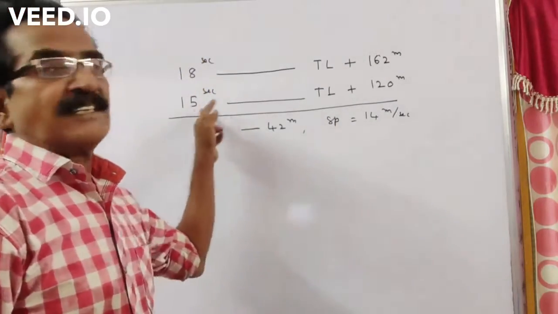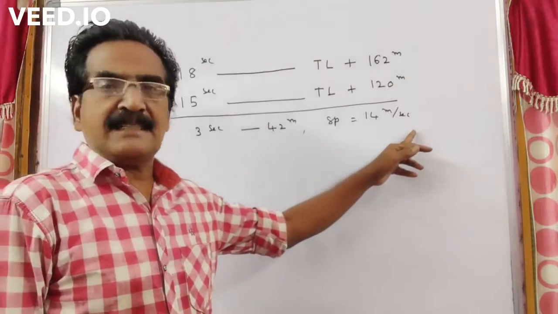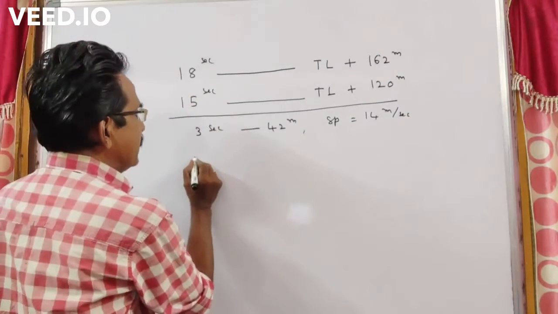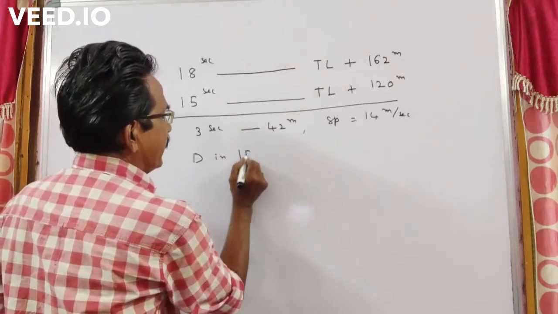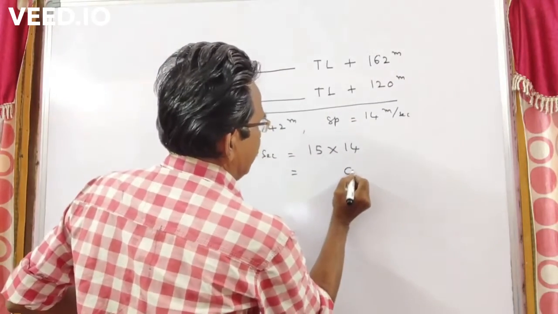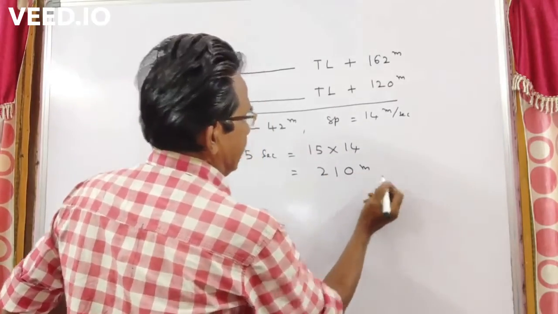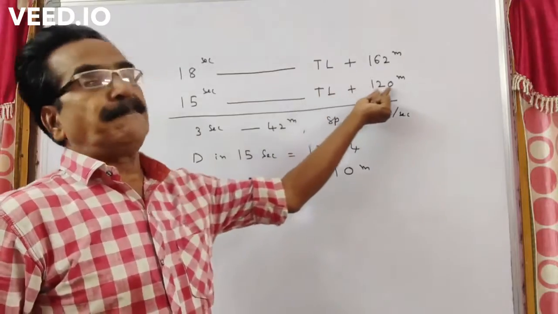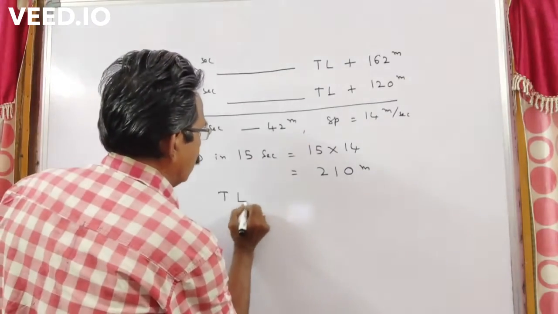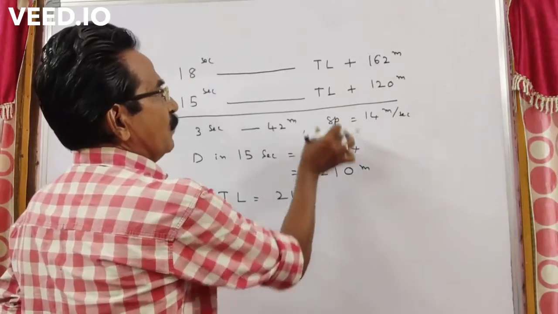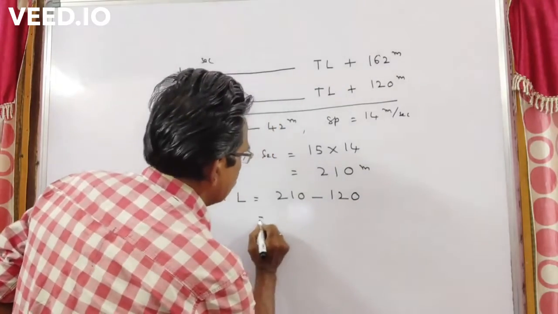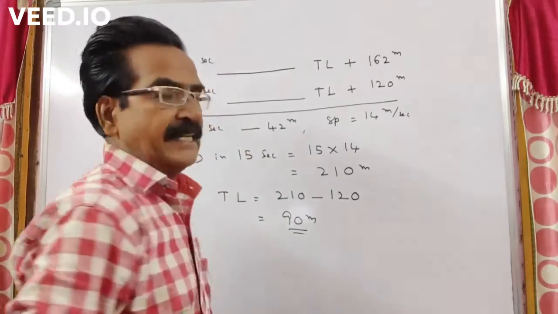So, now we want the length of the train. This train travels 14 meters per second. In 15 seconds, the distance traveled is equal to 15 into 14. 14 5s are 70, 14 1s are 14 plus 7, 21, 210 meters. This 210 meters is equal to train length plus platform length. So 210 minus 120 that is equal to 90 meters is the length of the train.